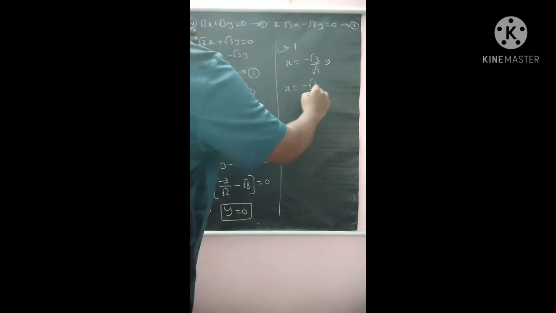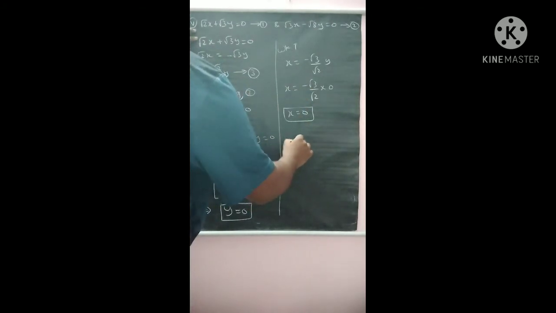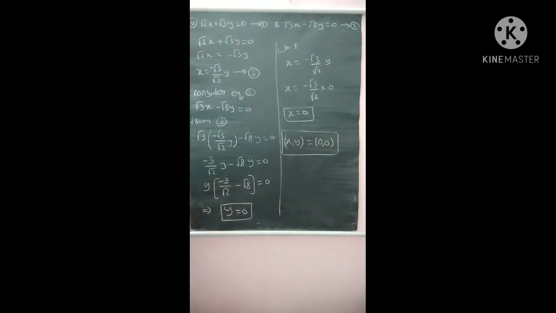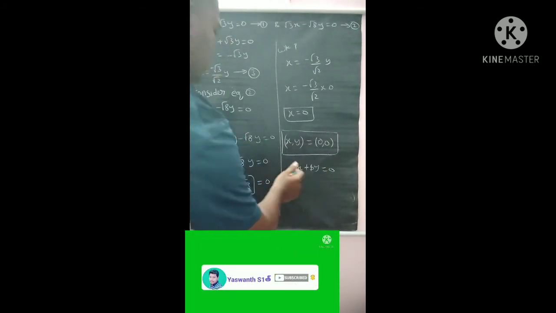So x is equal to minus root 3 by root 2 into 0. So finally 0. So x comma y is 0. And you can remember, whenever there is no constant value in both the pair of linear equations, definitely their point of intersection must be the origin. If they are intersecting lines and there is no constant, then blindly you can say definitely they both pass through the origin.